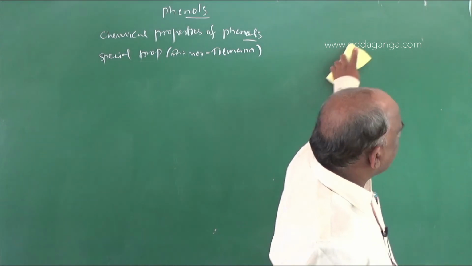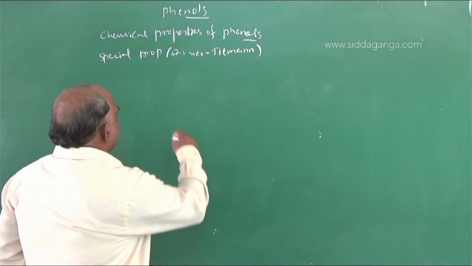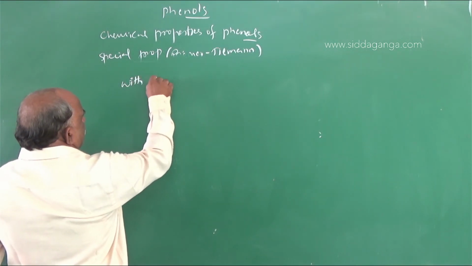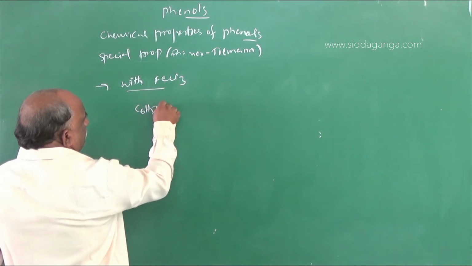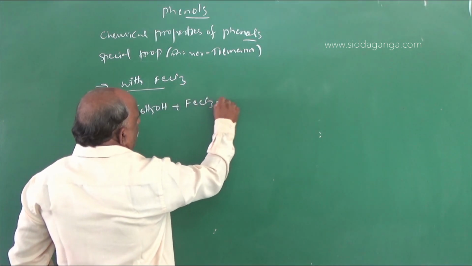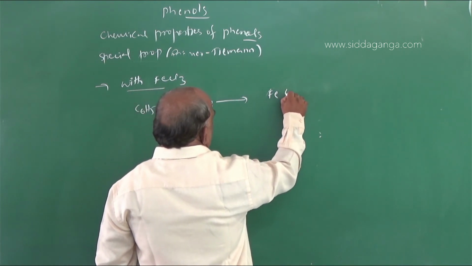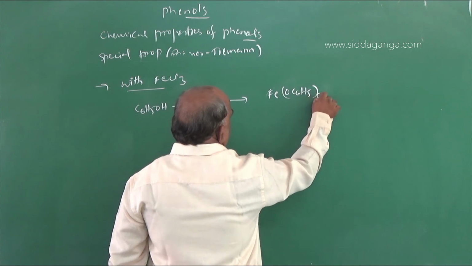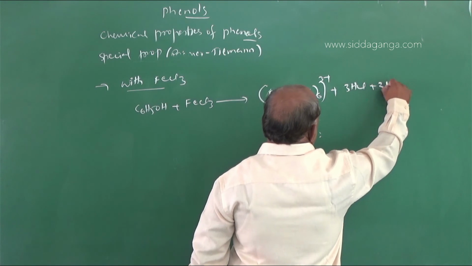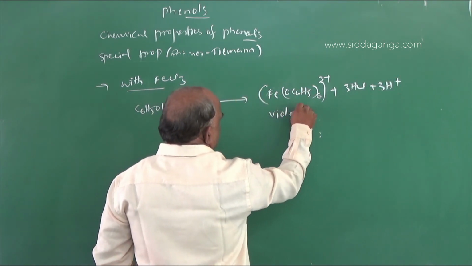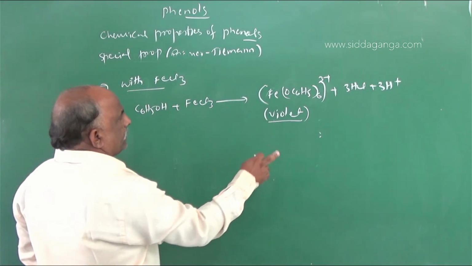when phenol is treated with ferric chloride. This is important, my dear students. When phenol is treated with ferric chloride, we will get one compound, an iron complex, Fe(OC6H5)6, 3 plus, plus 3HCl plus 3H plus. So here we will get a color, which is violet color.